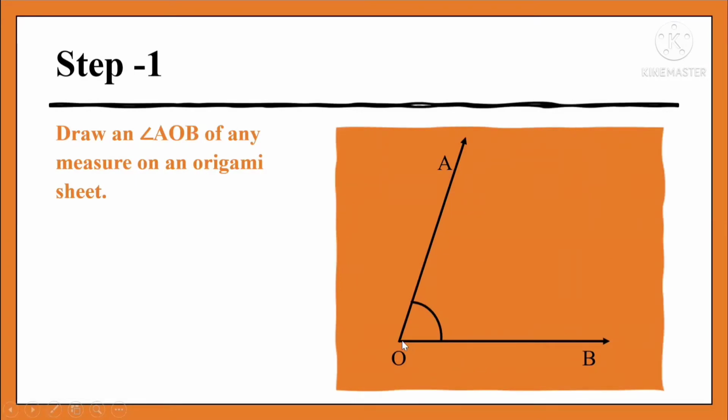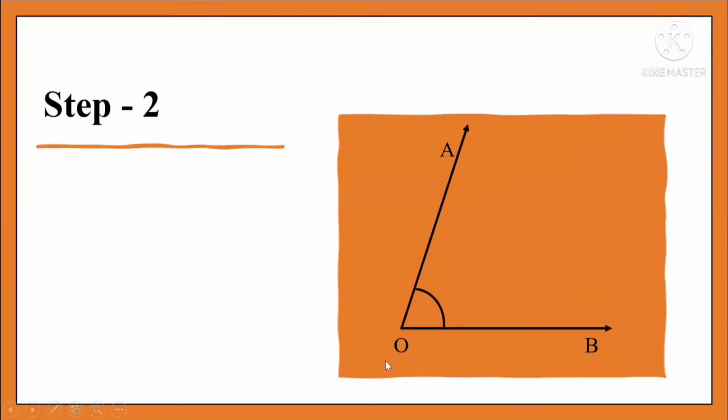Now, what do I need to do? I need to draw the angle bisector of AOB. So for that, I'll take up the second step. I will fold this origami sheet along a line approximately in the middle of angle AOB such that OA falls on OB. Remember, this can easily be done if I take a ruler and place it somewhere in between, and then fold along that ruler. I'll be able to fold it correctly.